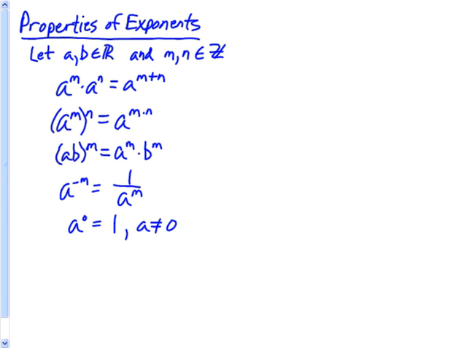You have the quotient of powers property. So if you have a to the m over a to the n, that is a to the m minus n. And finally, the power of a quotient property. So a over b to the m is a to the m over b to the m. Okay, so let's look at some examples now.